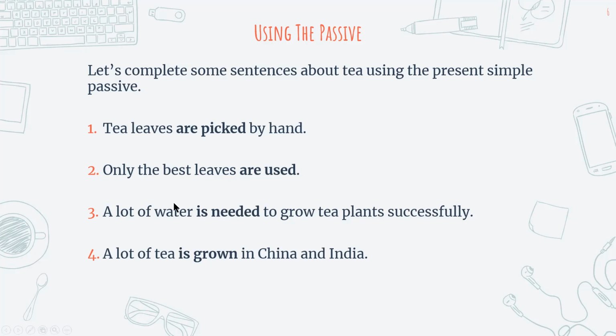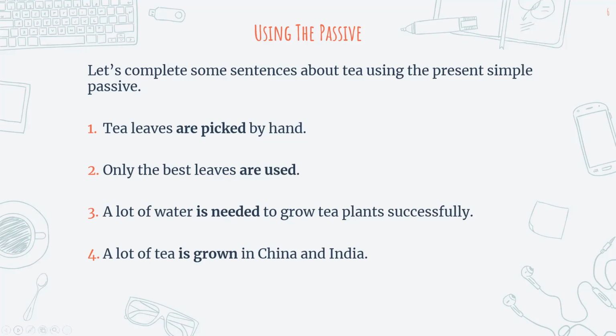A lot of water is needed to grow tea plants successfully. So is needed is the passive too. A lot of tea is grown in China and India. We don't say China and India grow a lot of tea. Okay, we don't say that. So we have to use the present simple passive to describe the process.